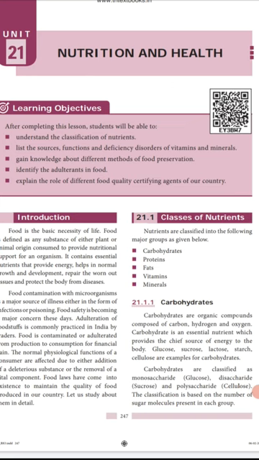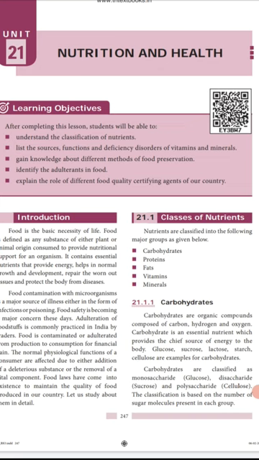What nutrients are essential for our body? Carbohydrates, proteins, fats, vitamins, and minerals. The first one is carbohydrate. Carbohydrate is an organic compound composed of carbon, hydrogen, and oxygen elements. It is the chief source of energy for the body. The various forms of carbohydrates are glucose, sucrose, lactose, starch, and cellulose.